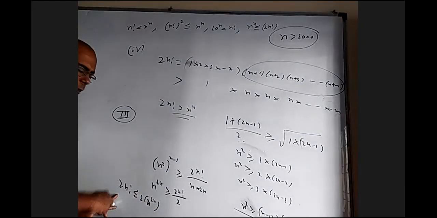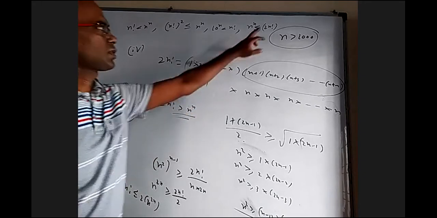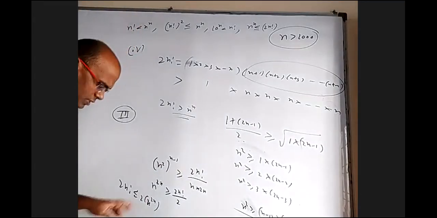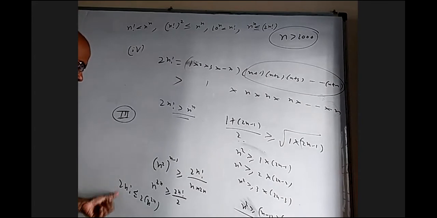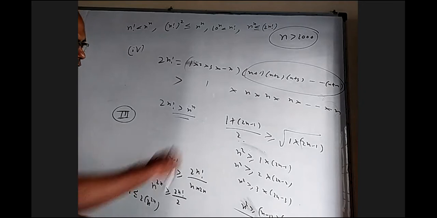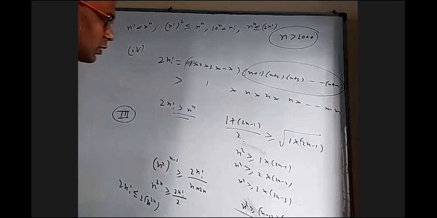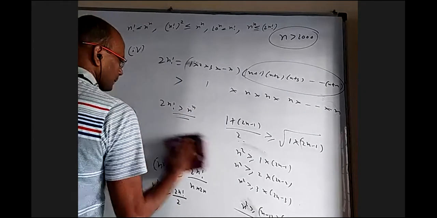We are able to find here the upper limit of 2n factorial, but they asked about the lower limit. So this is not useful. But this itself is some question: 2n factorial is less than or equal to 2 times n power 2n. Okay, that can be a question where we can use this kind of thing, but right now not required.